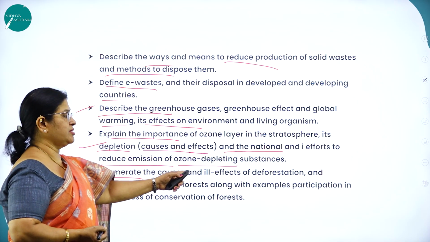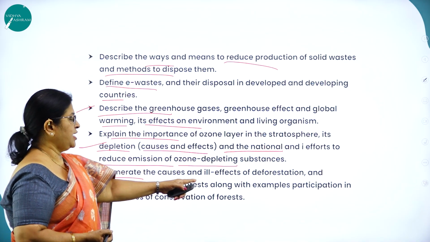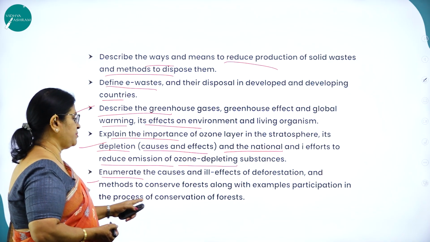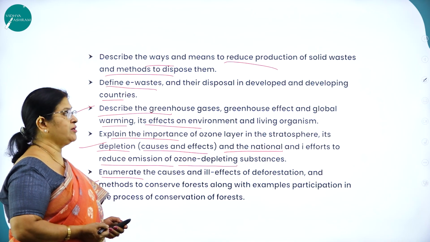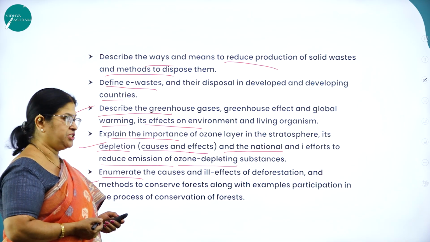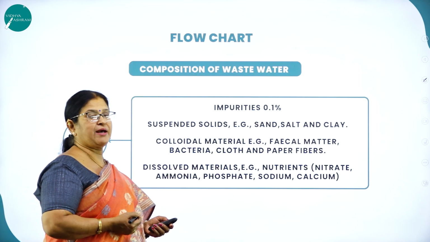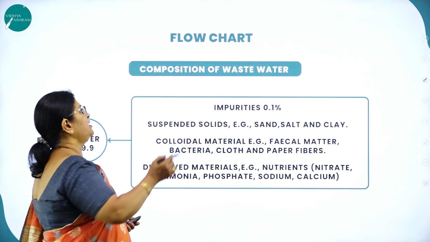Then enumerate the causes and ill effects of deforestation, methods to conserve forests along with examples, and participation in the process of conservation of forests. All these are the important concepts you are going to study in this chapter called Environmental Issues. At the end, let us recap with a flow chart. What are the concepts we learnt in this particular chapter?